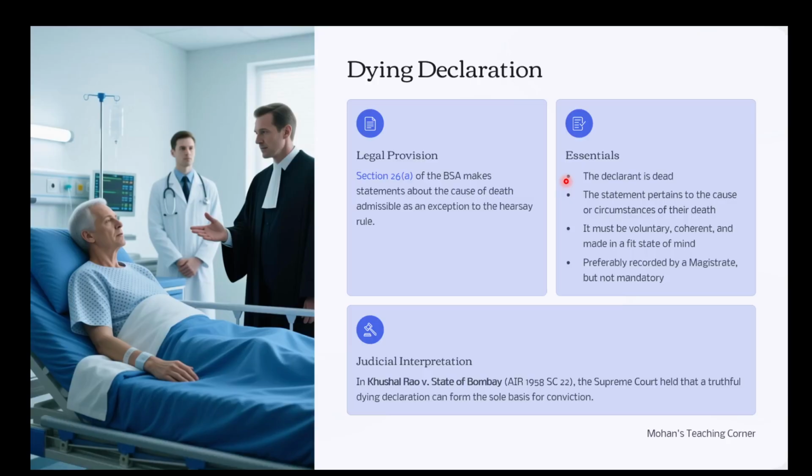So here is the judicial interpretation for the dying declaration. In Kushal Rao versus State of Bombay, the Supreme Court held that a truthful dying declaration can form the sole basis of conviction. So this is about the dying declaration.